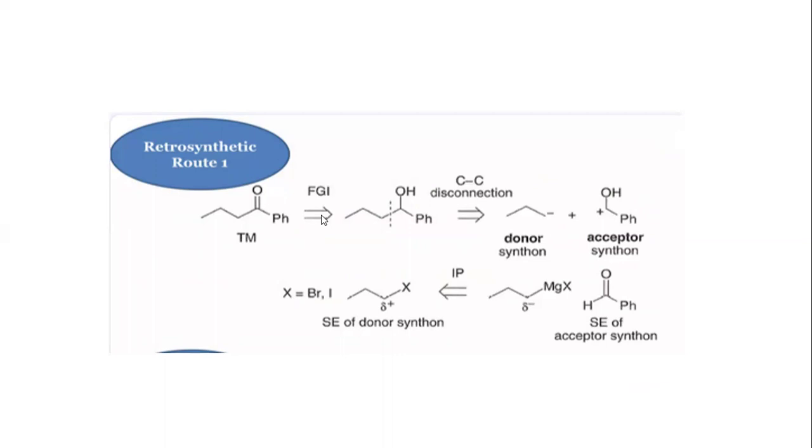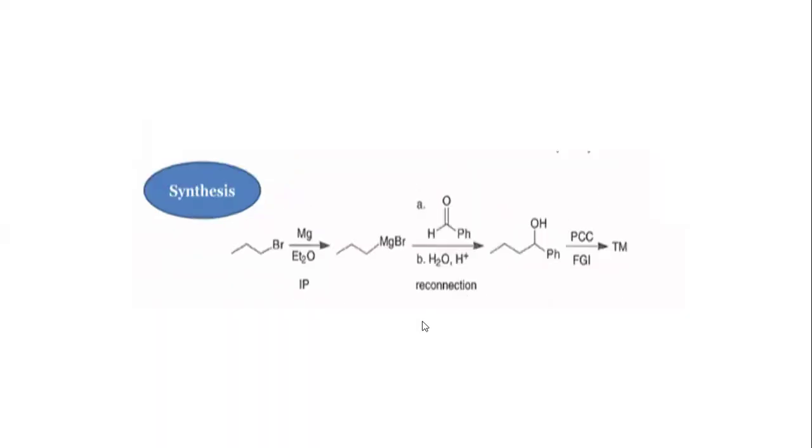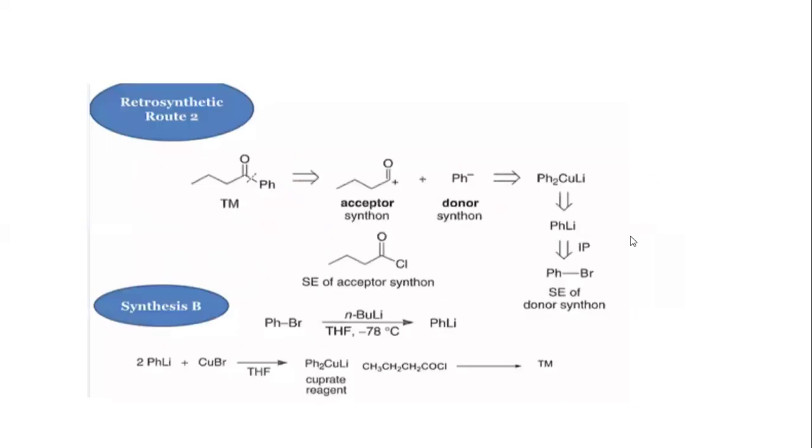Target molecule, functional group interchange, disconnection, synthon, acceptor synthon, synthetic equivalent, donor synthon, synthesis. Grignard reagent, alkyl halide, reconnection, functional group interchange, target molecule. Retrosynthesis 2 is the next example.